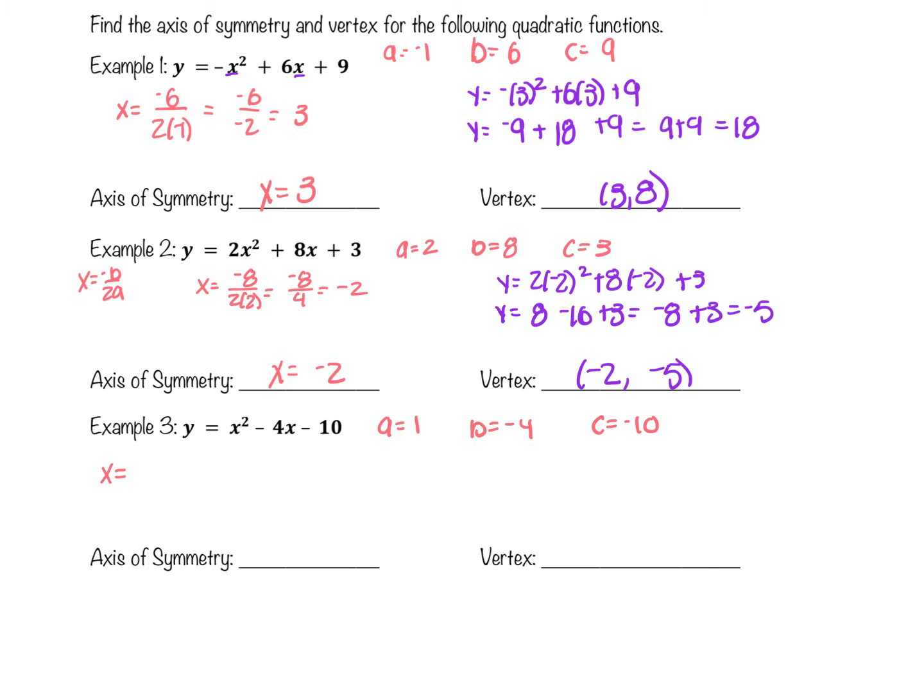So b is a negative 4, so the opposite of that is a positive 4. And I have 2 times 1. That leaves me having 4 divided by 2, which equals 2. So I find my axis of symmetry to be x equals 2.